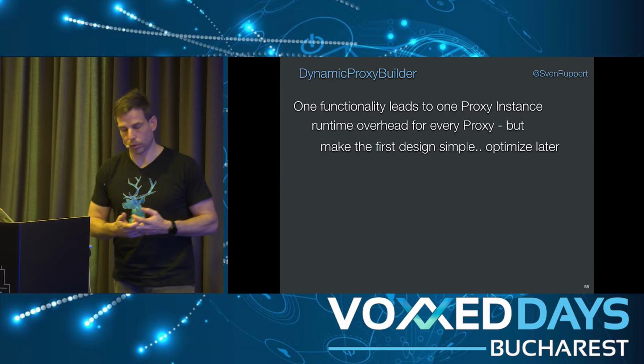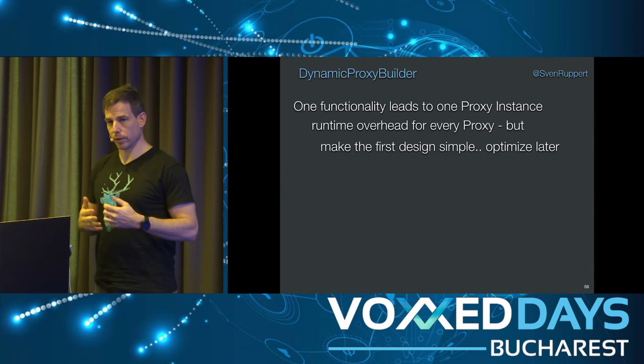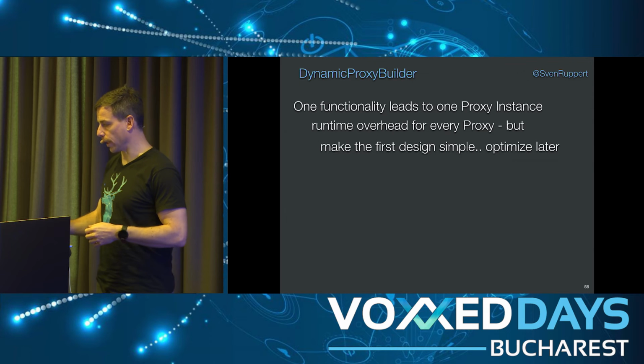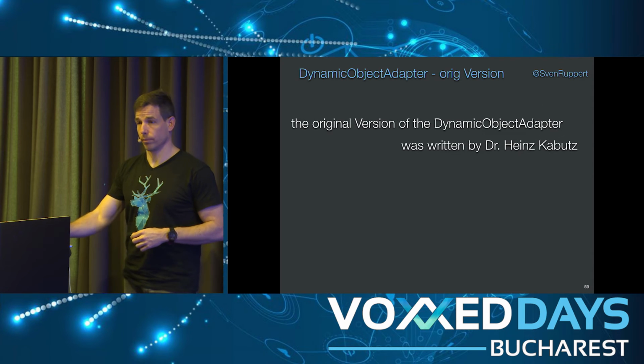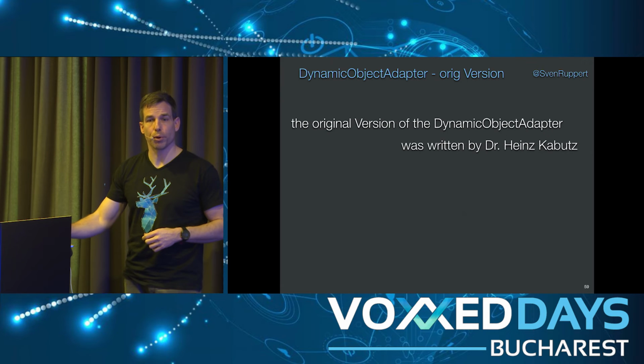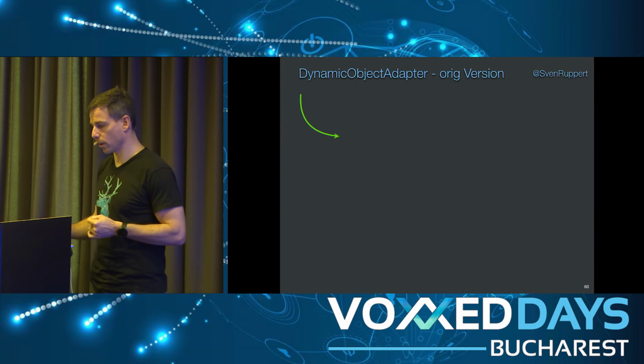One thing I really would recommend is that one functionality is one proxy. Build this in a robust way, and then later you can optimize. But we can do it a little bit more. Until now, we are switching only per instance. But have in mind, we could do something like this.